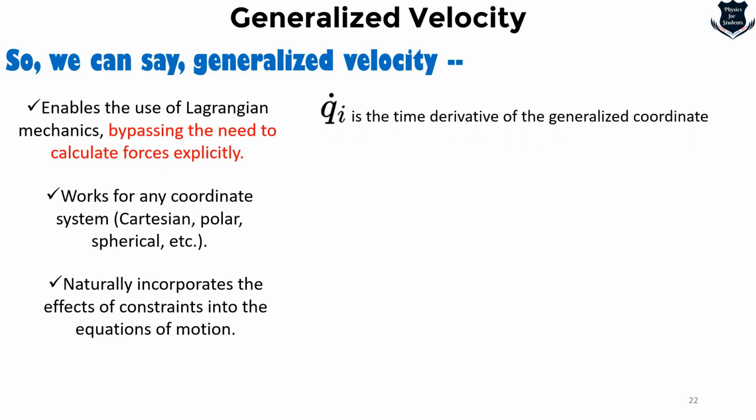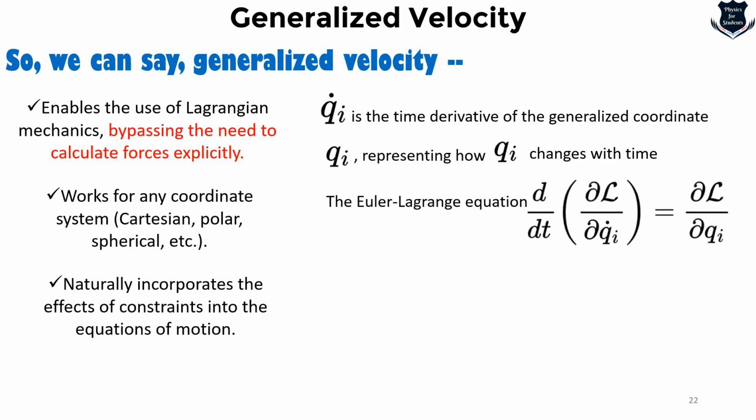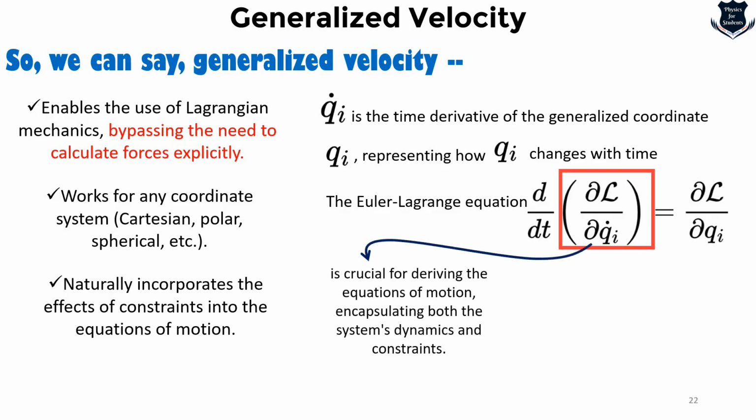So qi dot is the generalized velocity, and d/dt of its derivative represents how it changes with time, and this is the Euler-Lagrange equation, where this part is crucial for deriving the equations of motion, and this one involves the dependence of the Lagrangian on the generalized velocity.